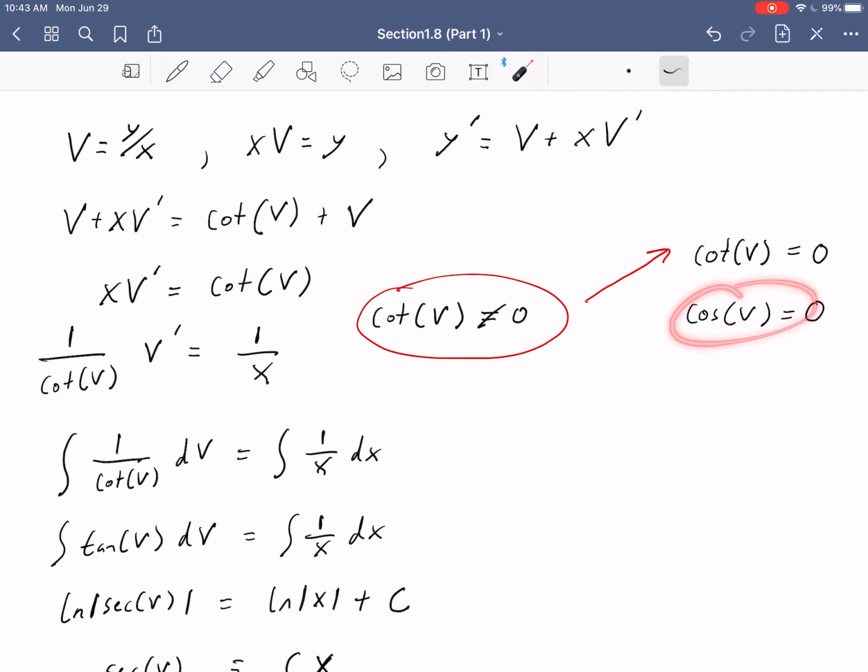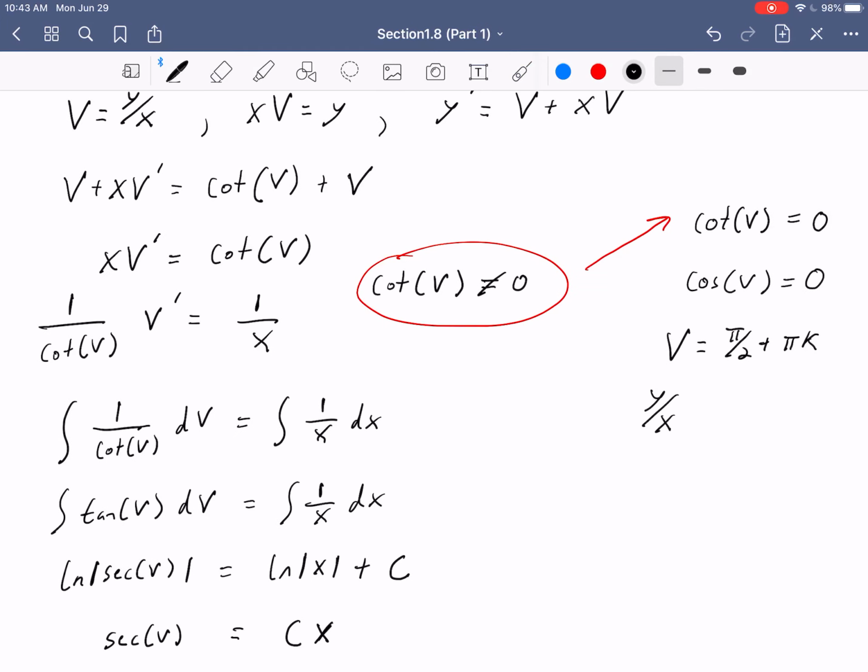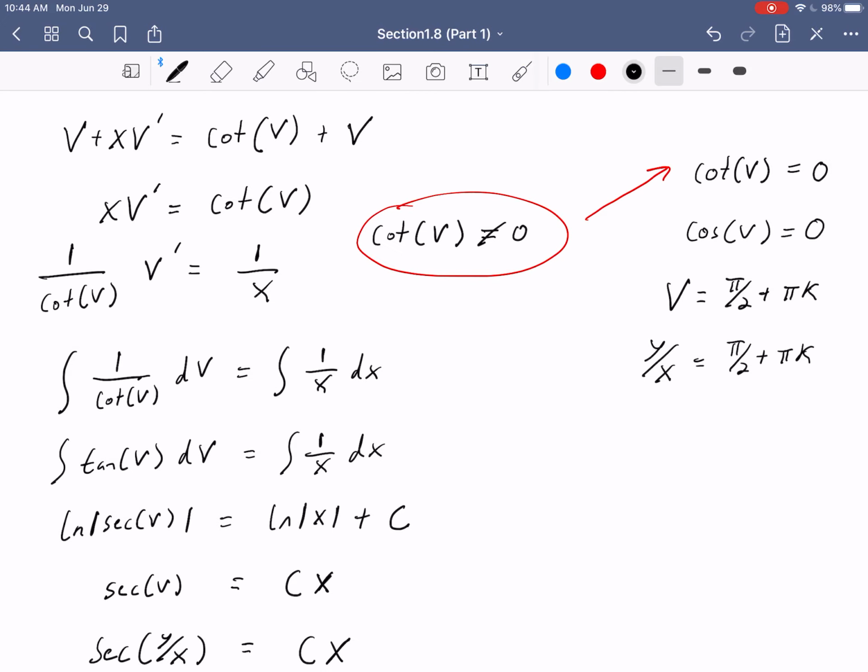When is cosine equal to 0? Well, that would mean that v would need to be pi over 2 plus some integer multiple of pi, right? Every pi over 2, cosine is equal to 0, and then if you go another pi radians or 180 degrees, you'll hit another spot where cosine is 0. What does this mean, though? Well, that's y over x is pi over 2 plus pi k, which means that we're actually looking at things where y is pi over 2 plus pi k times x. So those are the things we're actually considering.